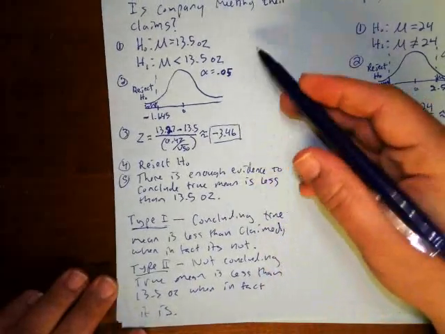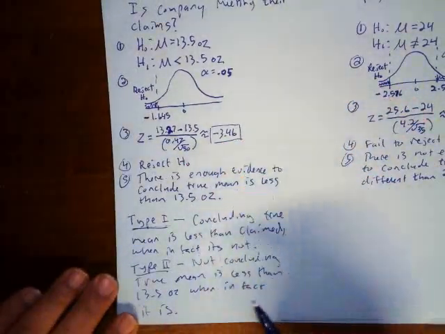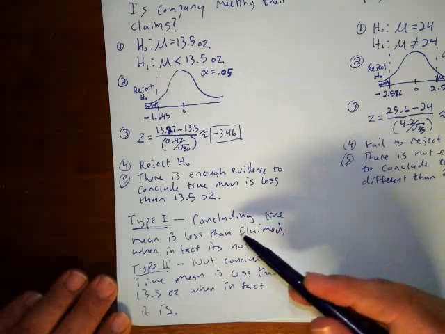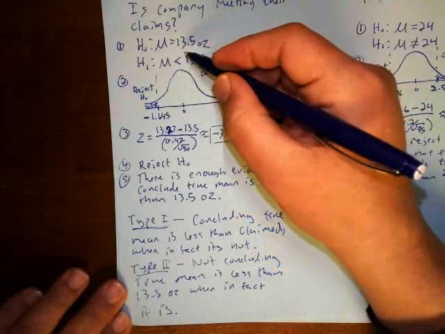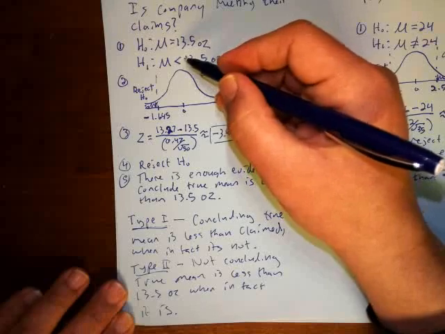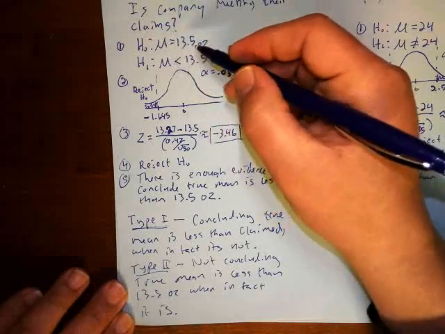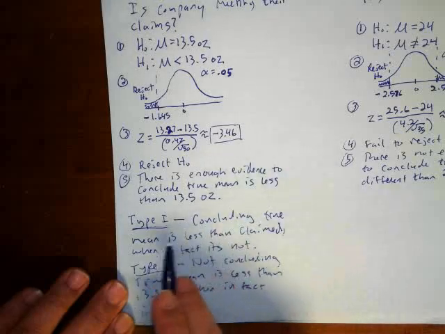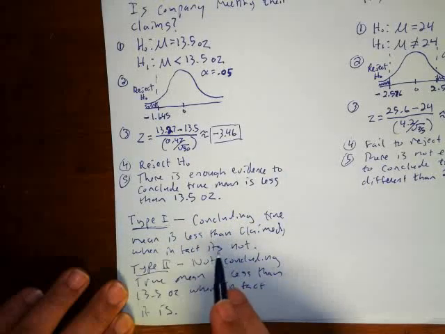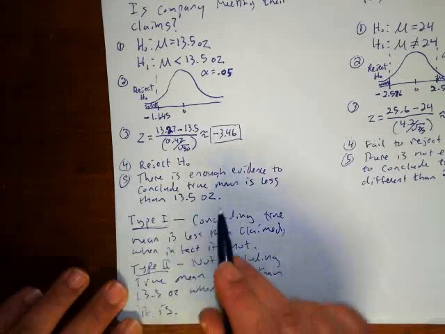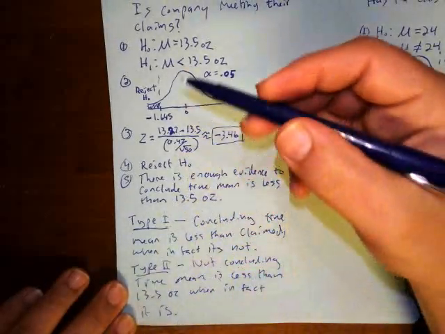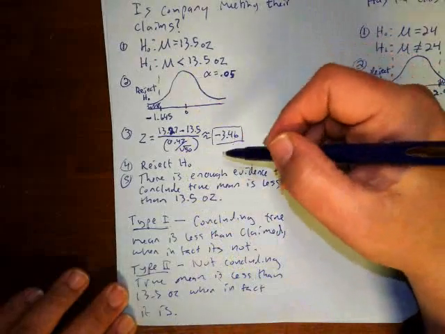So when I perform this test and I reject H naught, which of these two errors do I run the risk of committing? Okay, and the answer is the type 1 error, because I'm rejecting H naught. But if H naught is actually true, then I'd be committing the type 1 error. So if I'm concluding the true mean is less than claimed when it's really not, then that would be the type 1 error.